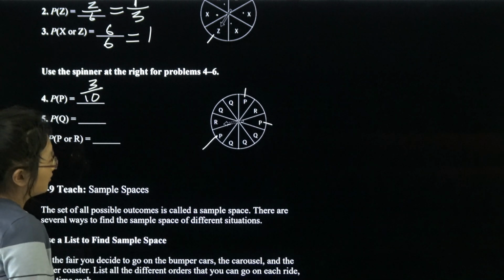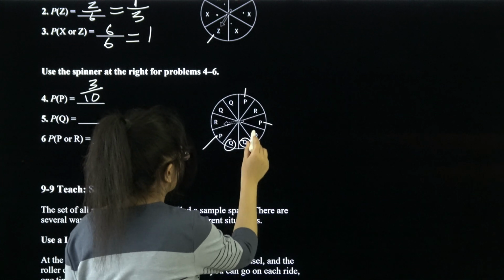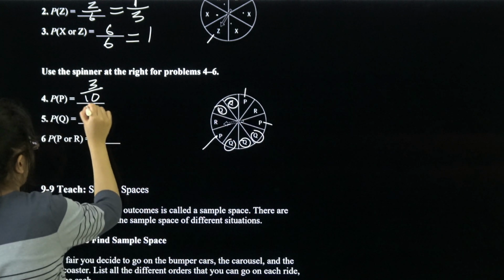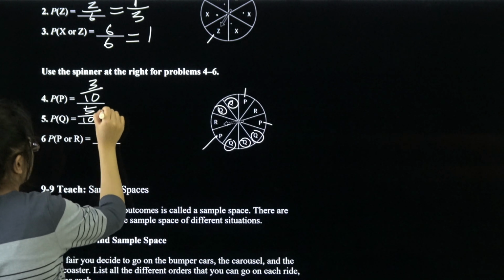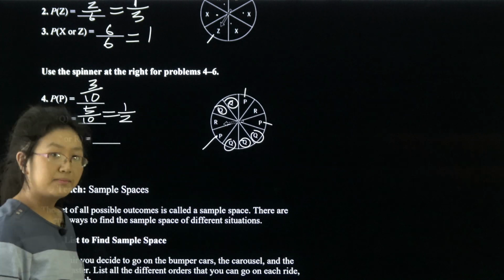So we leave it there. And the number of Q would be 1, 2, 3, 4, 5. So that's 5 over 10. And that would be 1 over 2 if we simplify it.